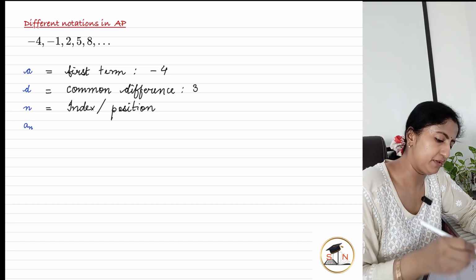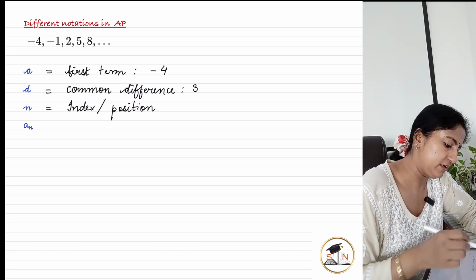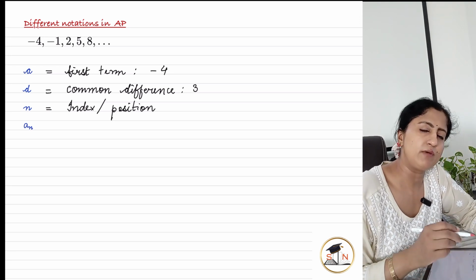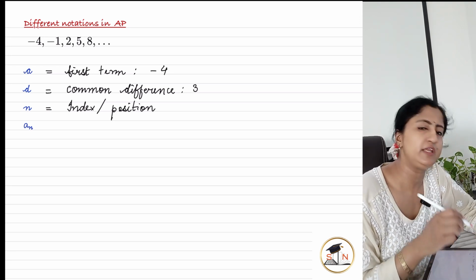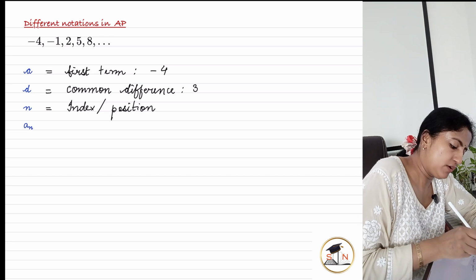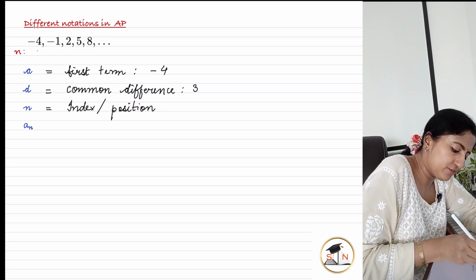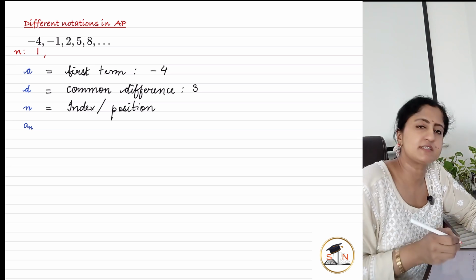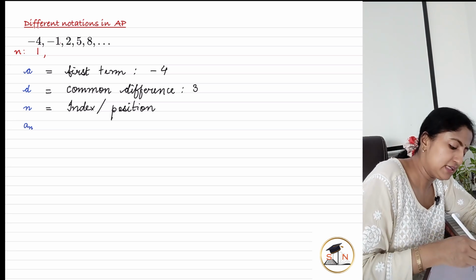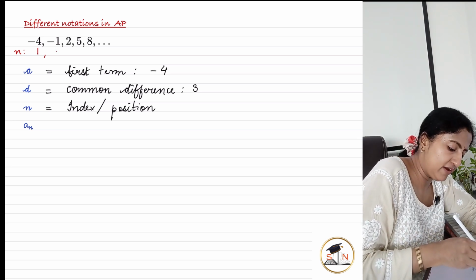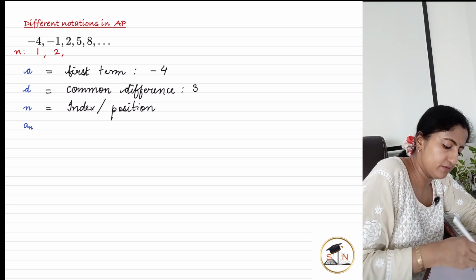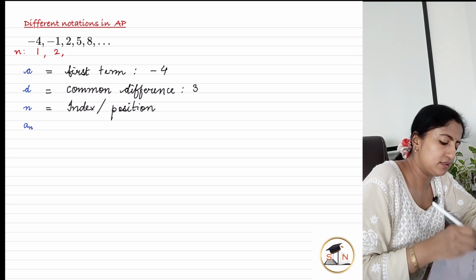Let's see through this example. We have different terms over here. I will write the value of N beneath every term. So minus 4 is your first term. The value of n for minus 4 is 1 because it is the first term. Now minus 1 is the second term. Hence the value for n is 2 over here. 2 is the third term.